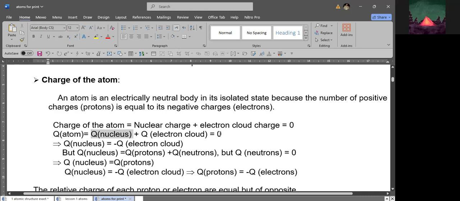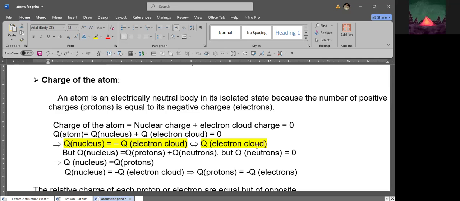Solve this equation: X plus Z equals 0, so X equals minus Z. When we transpose Q of the electron to the other side, we change its sign to negative. So the plus on the other side becomes minus. Thus we say the charge of the nucleus equals minus the charge of the electron cloud, the opposite charge. Or we can reverse it and say the charge of the electron cloud equals minus the charge of the nucleus, or they are opposite.